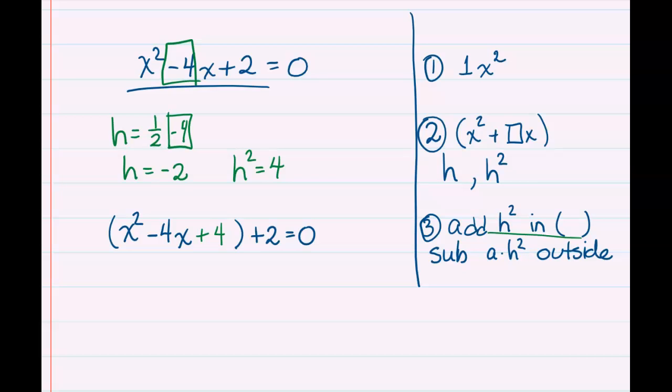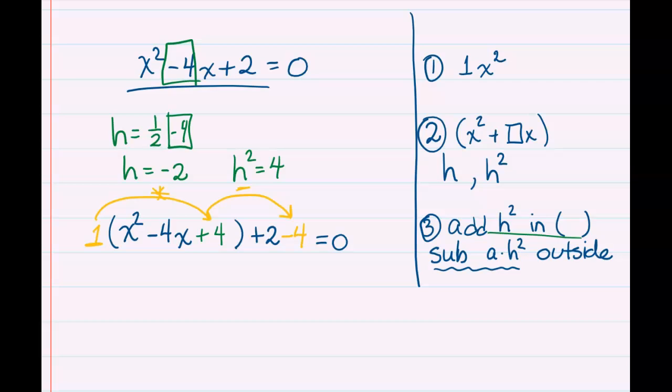Now that you've done that, I need some space, so I'm going to make sure I create some space here, because we also need to subtract a times h squared. What does that mean to you and me? That means I need to multiply our 1 that we have on the outside times our 4, and then we're going to subtract it over here. So we're going to multiply it out and then subtract it.